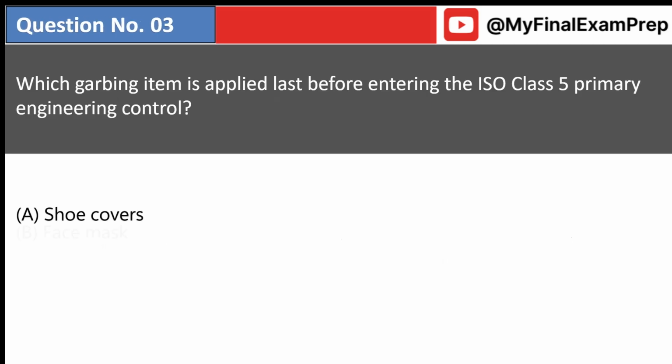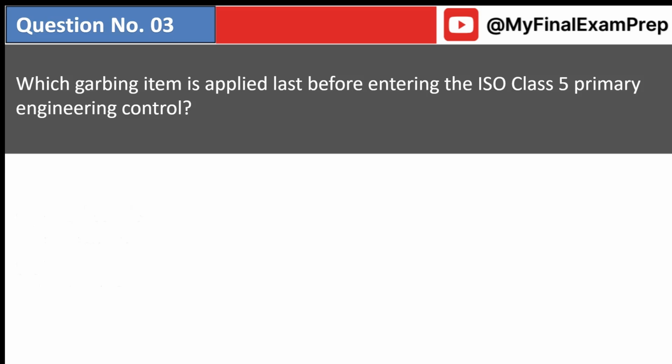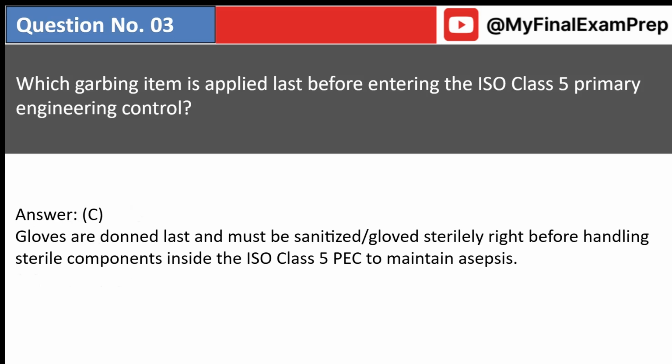Which gowning item is applied last before entering the ISO Class 5 primary engineering control? A. Shoe covers. B. Face mask. C. Sterile gloves. D. Hair cover. Answer C. Gloves are donned last and must be sanitized/gloved sterilely right before handling sterile components inside the ISO Class 5 PC to maintain asepsis.